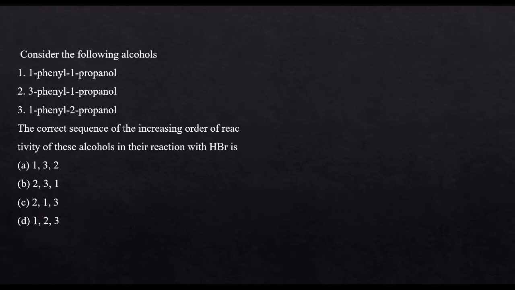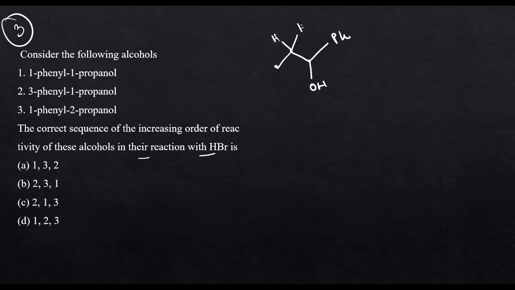Next, in question number 3, we have considered the following alcohols: 1-phenyl-1-propanol, 3-phenyl-1-propanol, 1-phenyl-2-propanol. What is the correct sequence of the reactivity of these alcohols in their reaction with HBr? Let's draw the compounds. For 1-phenyl-1-propanol, this one is the propane chain, and at one position OH is there, and at one position Ph is there. So this one is 1-phenyl-1-propanol, CH3, CH2, CH, OH, Ph.